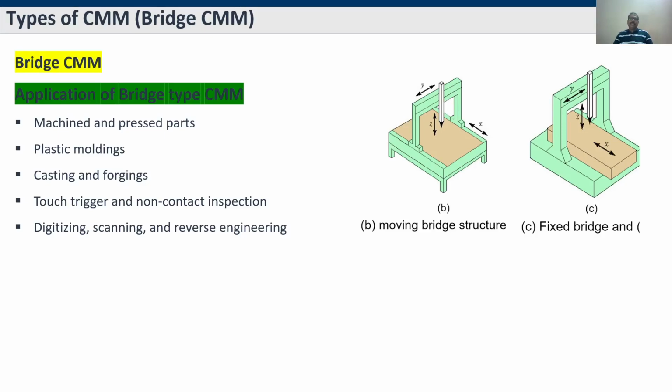So digitizing, scanning or reverse engineering is also possible. Touch trigger or non-contact inspection. Like a non-contact inspection, in the sense for scanning, instead of a probe, we can keep some other sensors over that y-axis. Instead of touch, we can go with the optical system or light ways to scan. So non-contact inspection is also possible in a digital CMM.